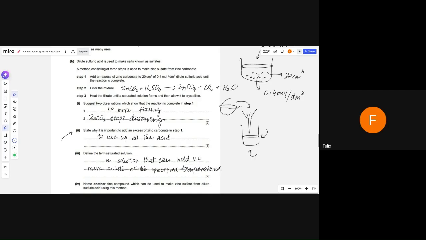If you increase temperature, solubility increases. So whenever we measure solubility, we write the temperature we are measuring solubility at, right? So I hope this is clear.